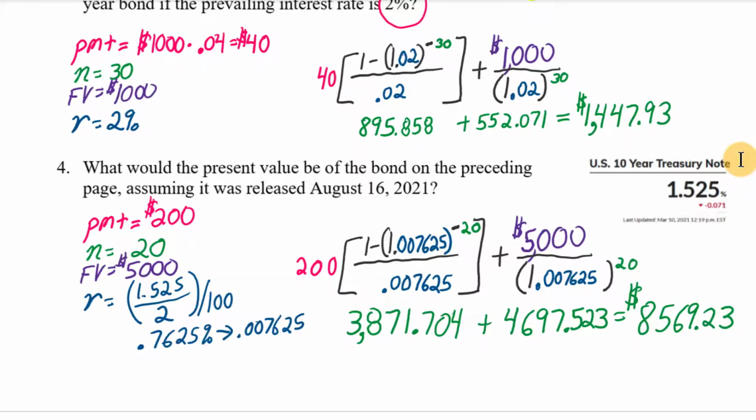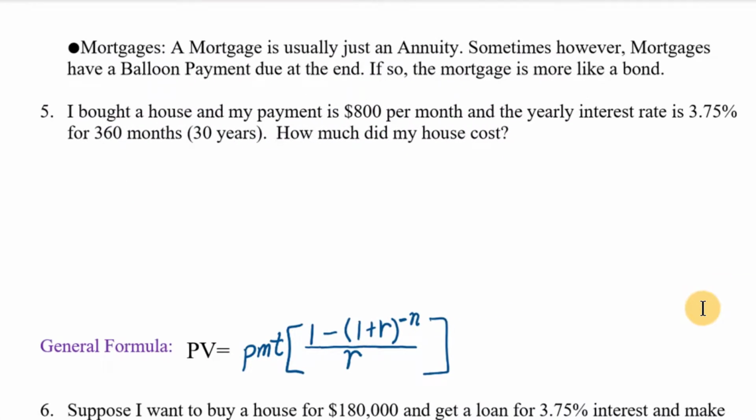Because the coupon rate on this bond is so much higher than what interest rates are currently in the United States for similar kinds of bonds, instead of being worth anywhere close to the face value of $5,000, we're getting a number closer to $8,600, right? So again, when the prevailing interest rate in the market goes down, the value of existing bonds goes up. Okay, let's look at mortgages.